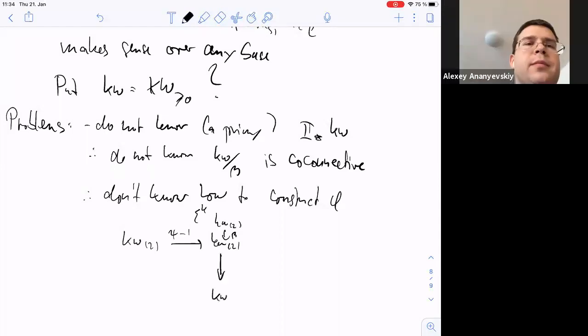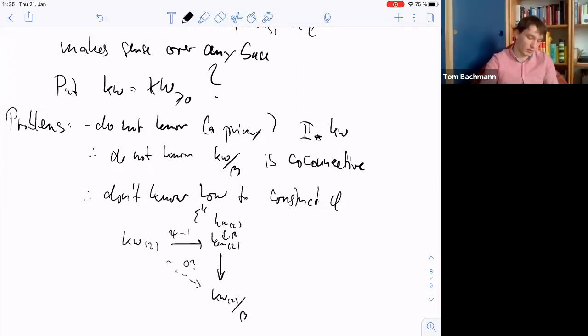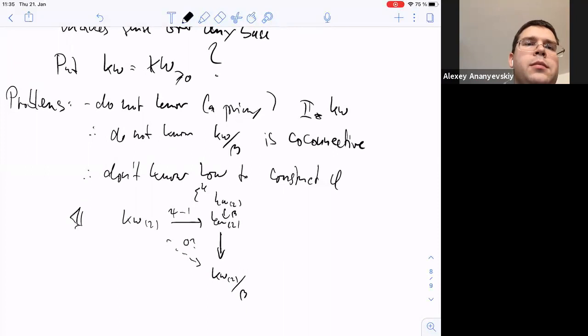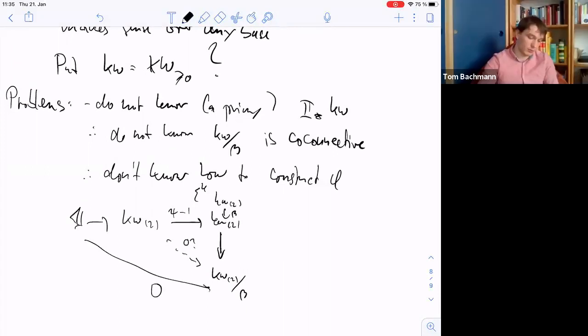Oh, okay, yeah. Right, and so I need to show that this map is zero. And in order to show that, I use the fact that this guy is less than or equal to zero. Right, because I can put the unit here and I know that this is zero, but it does not imply that this is zero unless you know somehow that this guy is less than or equal to zero.